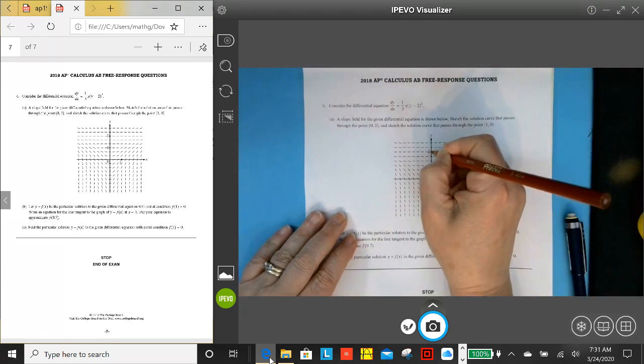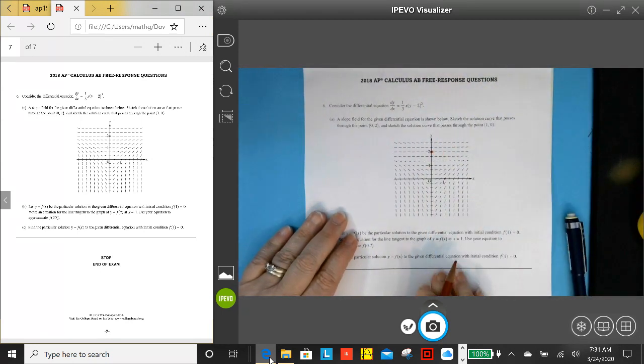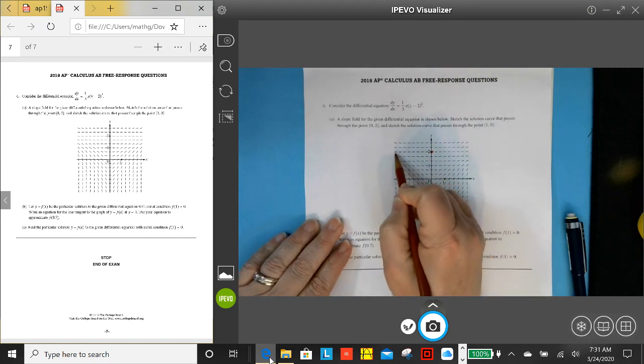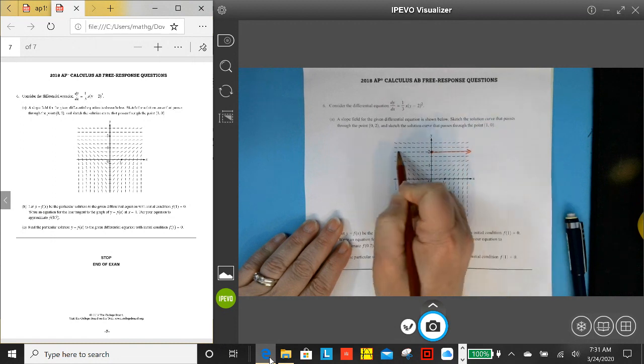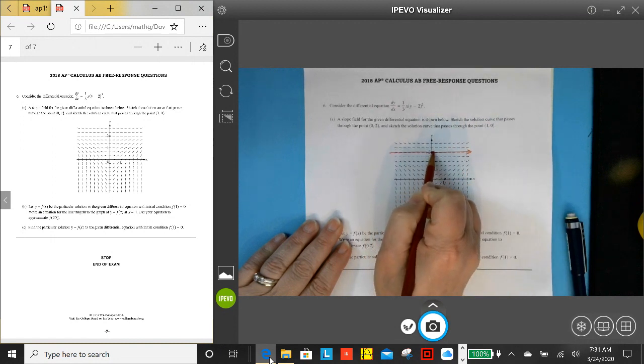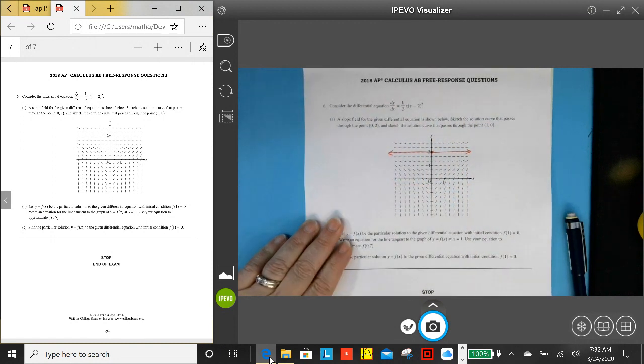So (0, 2) is this point right here. And if we follow the slopes there, it looks like this might be an isocline, and so this would be my solution that passes through (0, 2). Okay, so that's the first one.